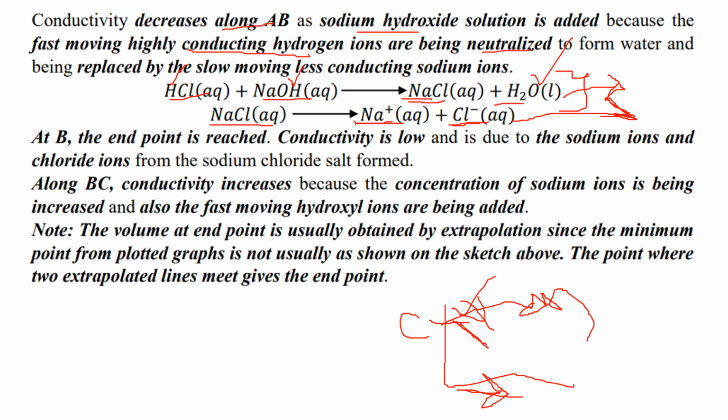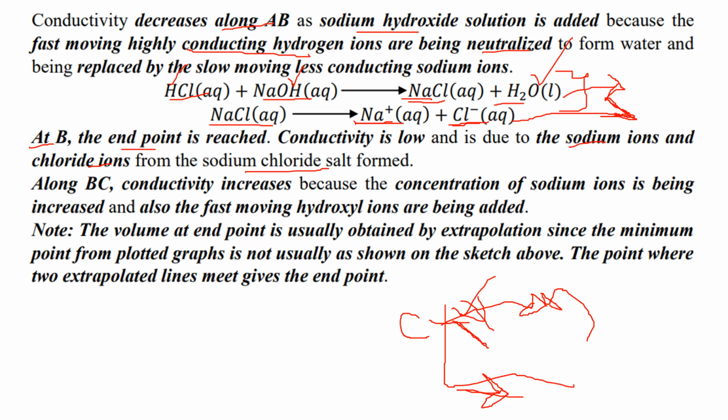Now when we explain our turning point, which is the turning point B, which is called the end point, we are going to say that conductivity here is low, and this is due to the sodium ions together with the chloride ions that are being formed from the sodium chloride salt formed. So the end point is the point where full neutralization happens. If you're adding a base to an acid, that means that all the hydrogen ions of the acid are being neutralized by the hydroxide ions from the base.